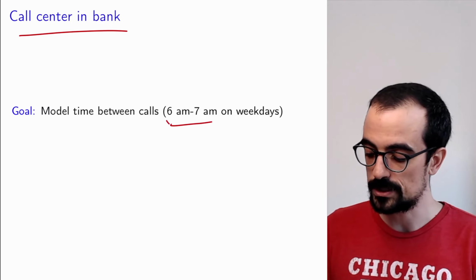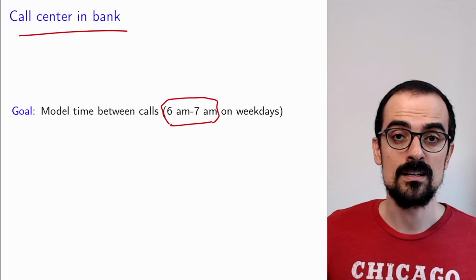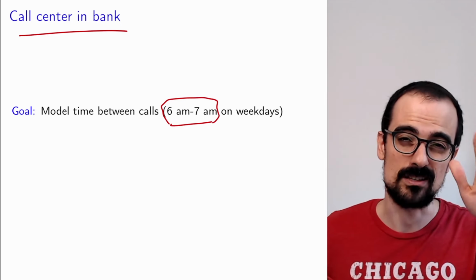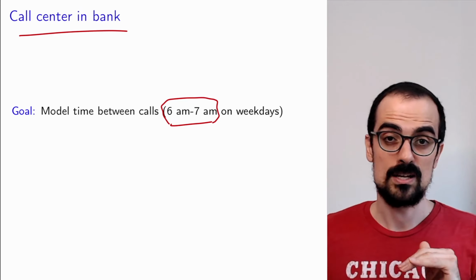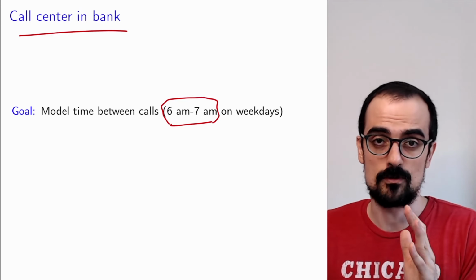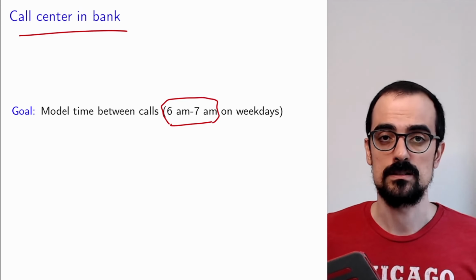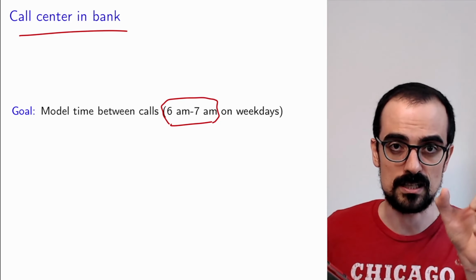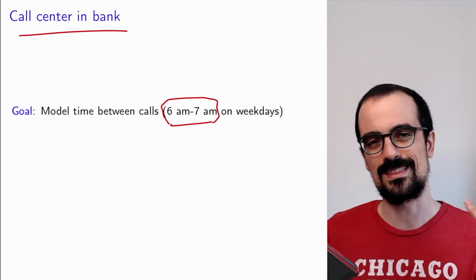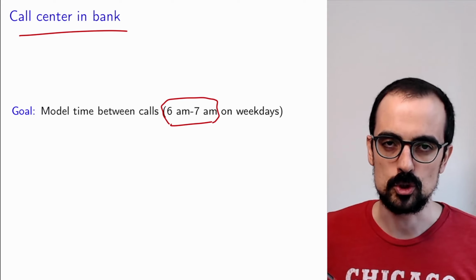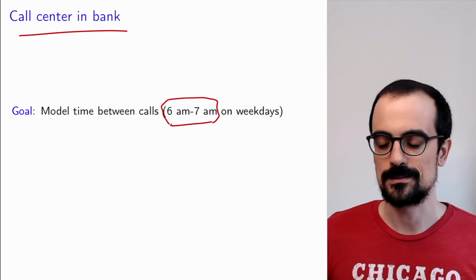Notice that we don't consider the calls over the whole day, because then this assumption that the calls are arriving at the same rate at any time certainly does not hold, right? Because there's going to be, for example, many more calls during the day than during the night. So that's why we restrict ourselves to a certain period of the day where we think that the rate of arrival should be approximately constant.